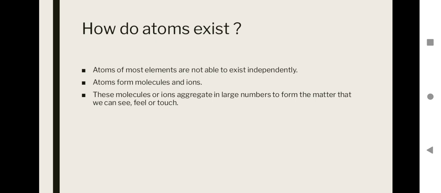How do atoms exist? Noble gases are very stable and chemically unreactive. The atoms of noble gases, helium, neon, argon, etc. exist in the free state as single atoms. Whereas atoms of most of the elements are not capable of free existence. They are chemically reactive, and to attain stability they have to acquire the stable electronic arrangement of noble gases. Generally, atoms exist either in the form of molecules or ions. These molecules or ions aggregate in large numbers to form the matter that we can see, feel or touch.